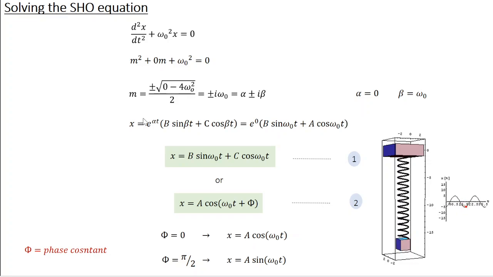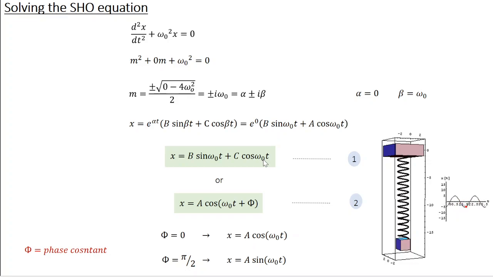Now I know the general form of the solution, x equal to e to the power alpha t, some constant b sine beta t plus some constant c cos beta t. Now substitute for alpha and beta. Alpha is 0, so you have e to the power 0 into b sine omega naught t plus c cos omega naught t. E to the power 0 is 1, so you have the general solution of simple harmonic motion, x equal to b sine omega naught t plus c cos omega naught t.